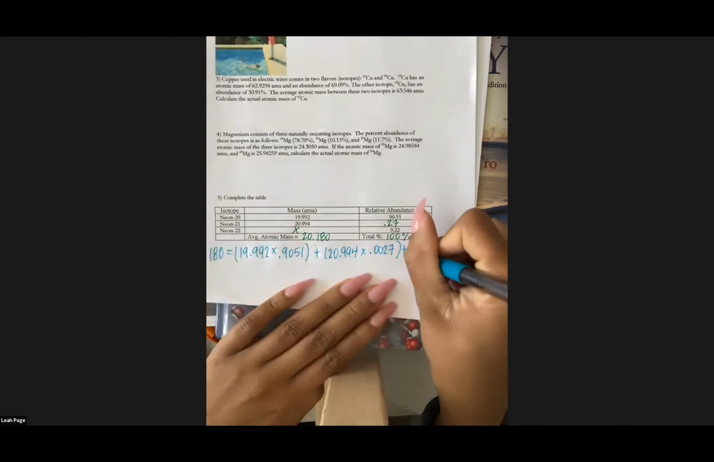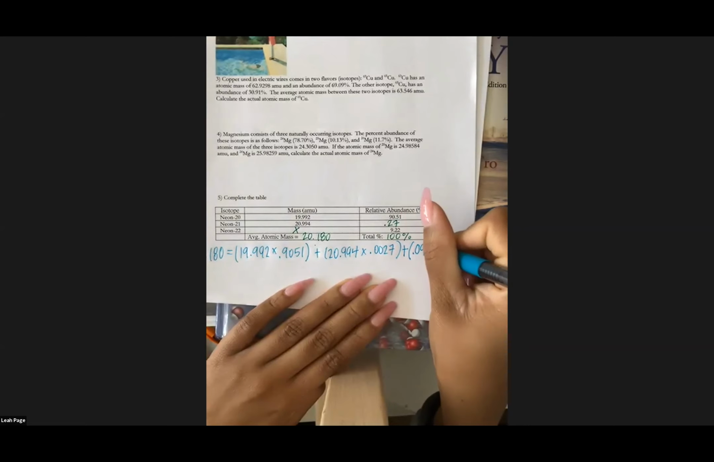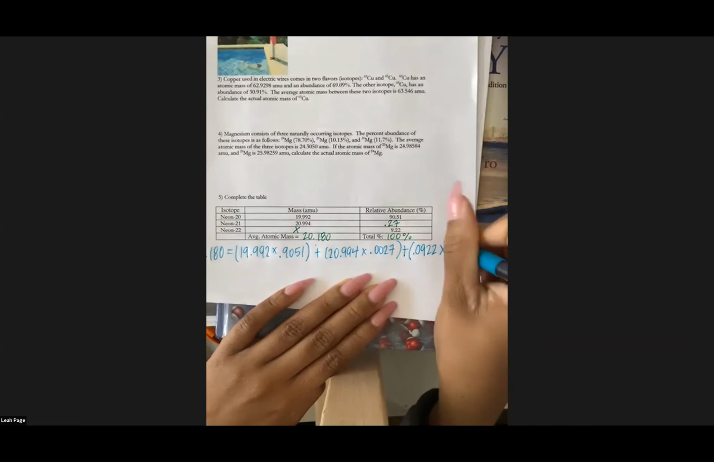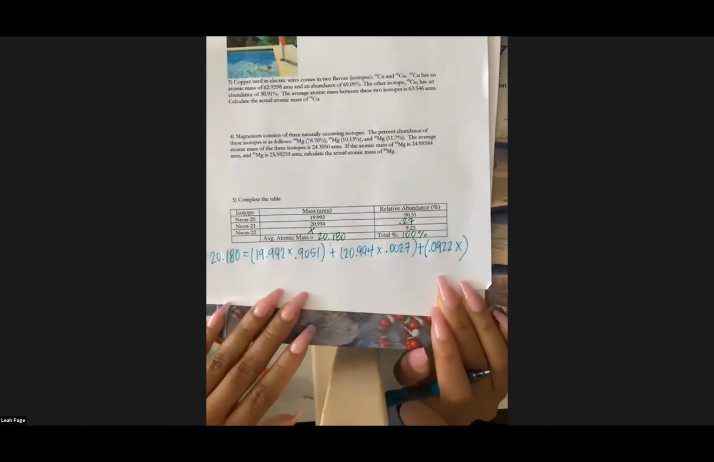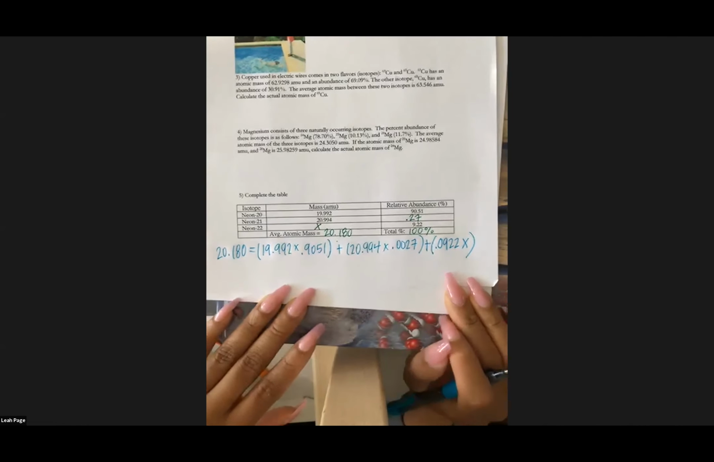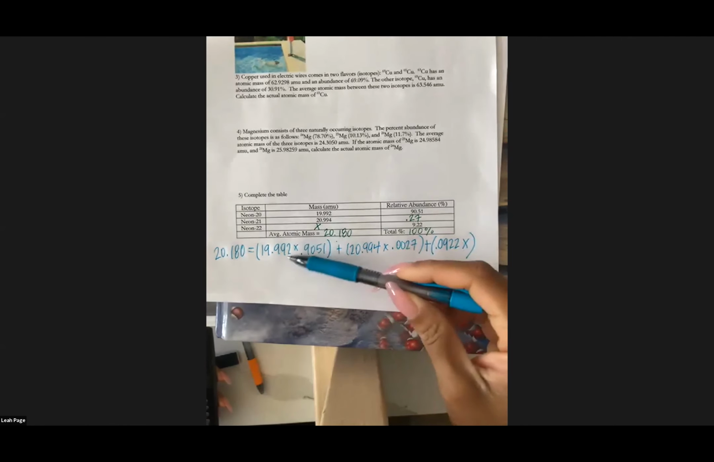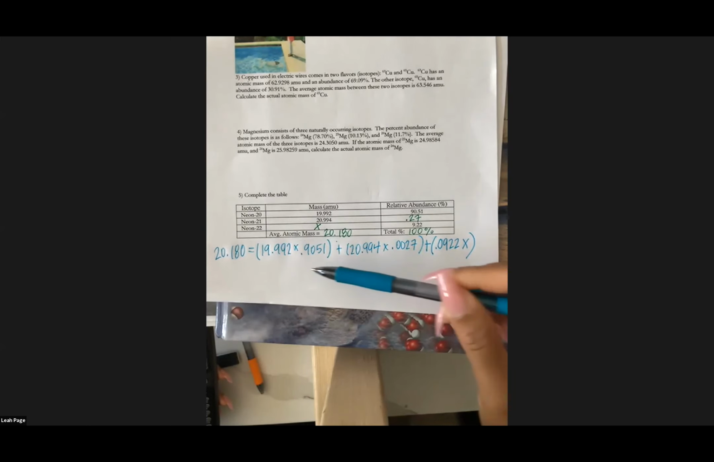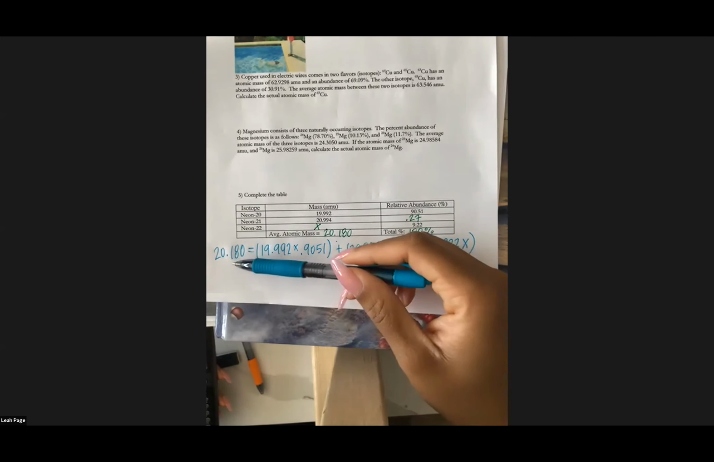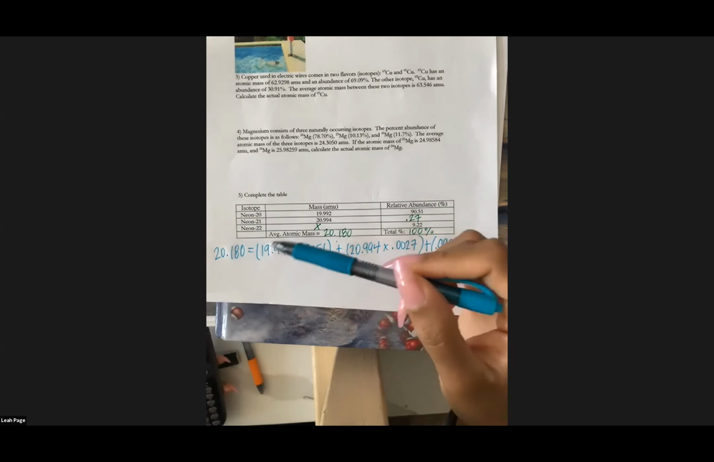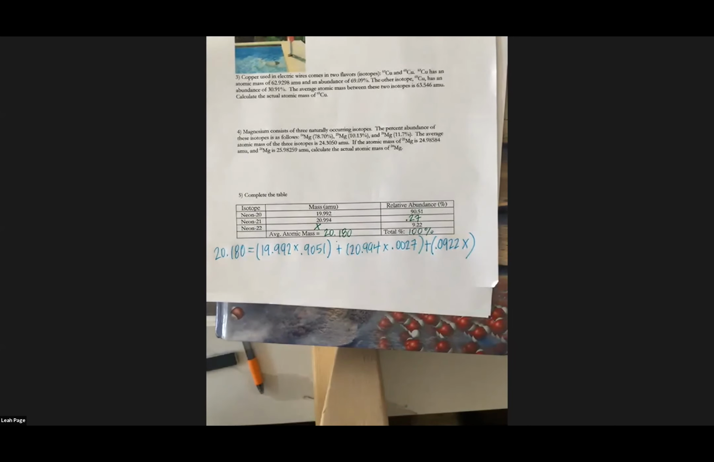0.0922. Right, 0.0922, and I'm going to say times X, because that's how I want to write it. All right, when I add all these numbers up, I'm going to do it in one step. So it's just like number 3, you get a number for this parentheses, you get a number for this parentheses, plus 0.0922x. You can add these two numbers together and then subtract them from 20.180. So I'm going to do it all in one motion.